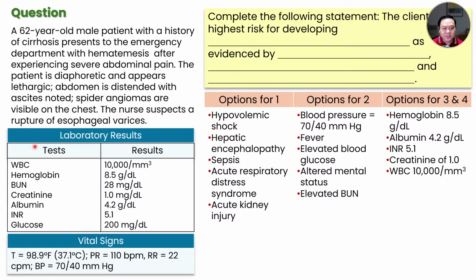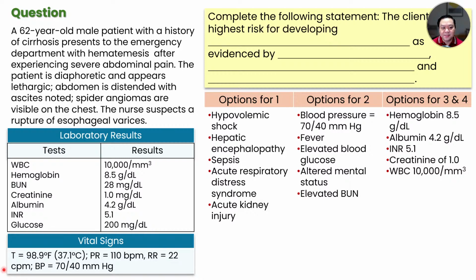So take a look into the lab results here. We got the WBC of 10,000 per cubic millimeter. We got hemoglobin of 8.5 grams per deciliter, BUN of 28 milligrams per dL, creatinine of 1.0 milligrams per dL, albumin of 4.2 grams per deciliter, INR of 5.1, glucose of 200 milligrams per dL. And we've got the following vital signs: temperature of 98.9 Fahrenheit, pulse rate of 110 beats per minute. We have a respiratory rate of 22 cycles per minute, and blood pressure of 70 over 40 mmHg.